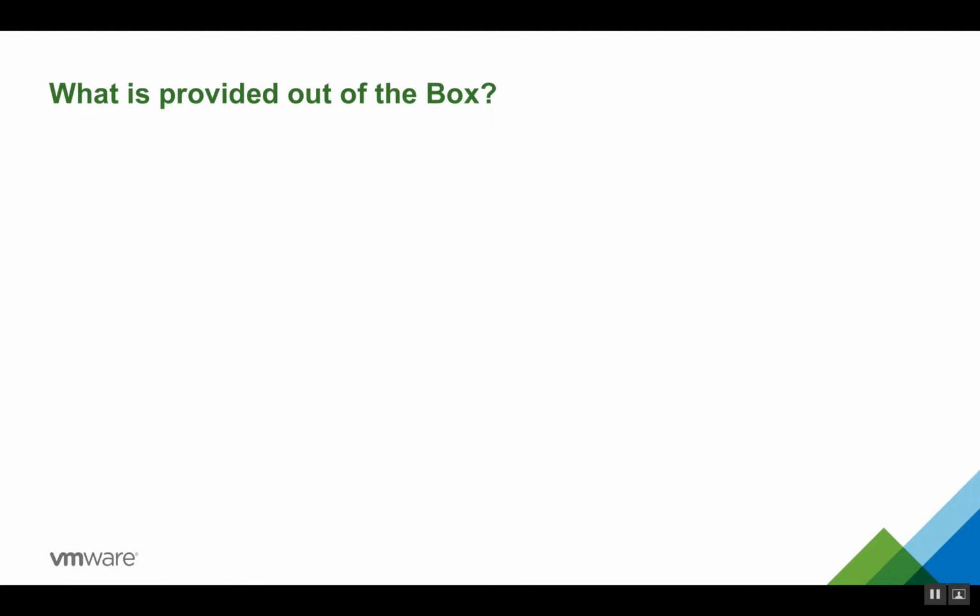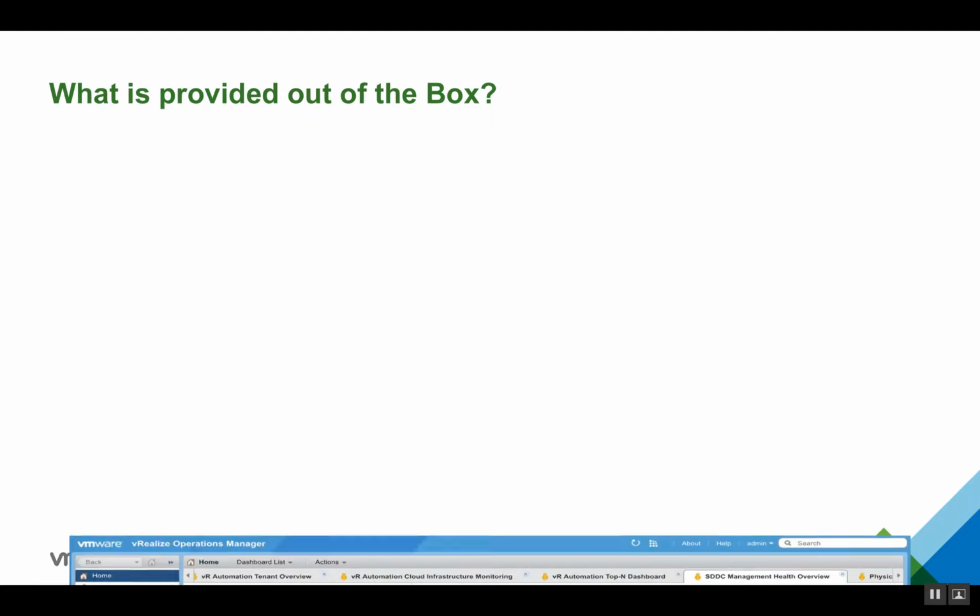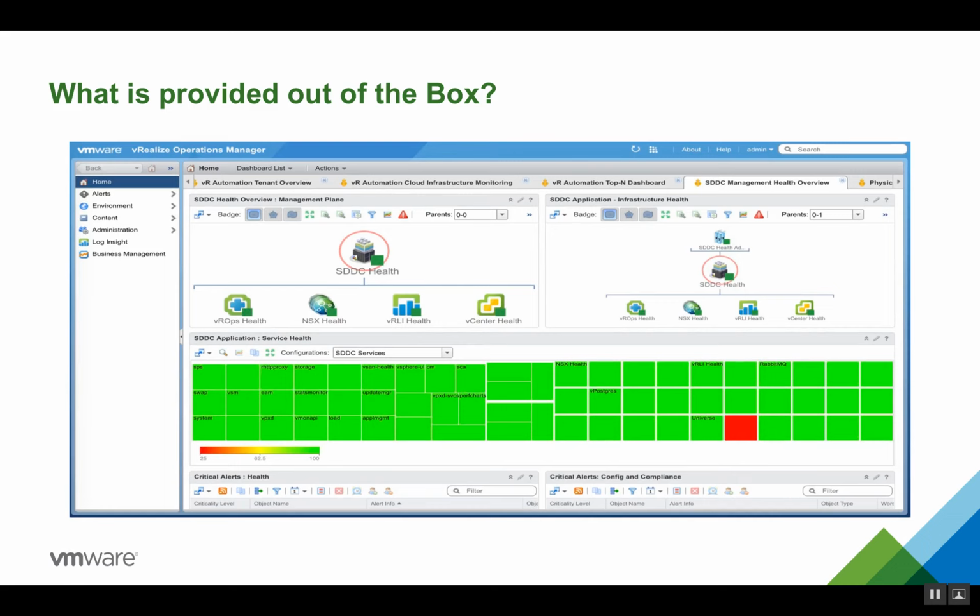So, before I go ahead and discuss the different aspects of alerting notifications and the REST APIs, the first question is what is provided out of the box? Now, out of the box, vRealize Operations Manager provides an in-depth visibility into your entire data center. For example, if you look into this SDDC Health Overview dashboard, it shows you information not only about vROps but also NSX, VRLI, vCenter, and information about VRLI's automations, vSAN, and whatnot.